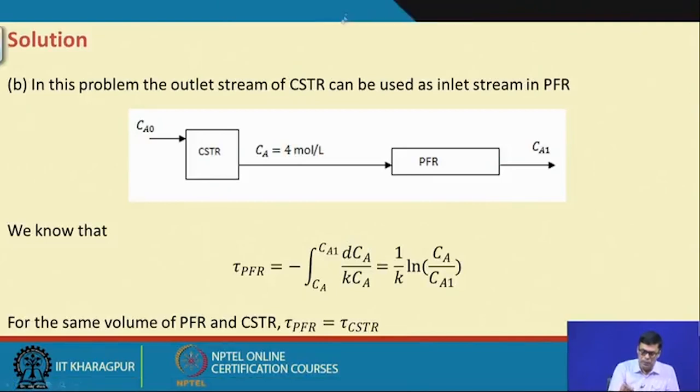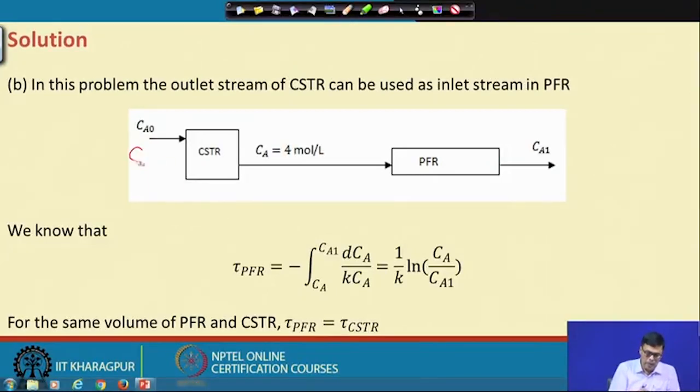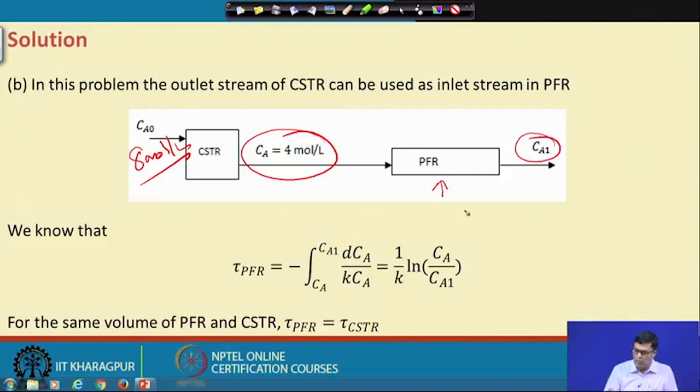Now, in the second part of the problem, here we have 8 moles per liter, am I right? 8 moles is converted to 4 moles. Now, when the same volume plug flow reactor is used here, we have to calculate the CA1 value. And what is our equation? Tau plug flow reactor equal to the integral of minus dCA over K into CA. We can easily solve that: this is equal to ln CA by CA1. As the same volume is used, I can assume tau plug flow reactor equal to tau CSTR.